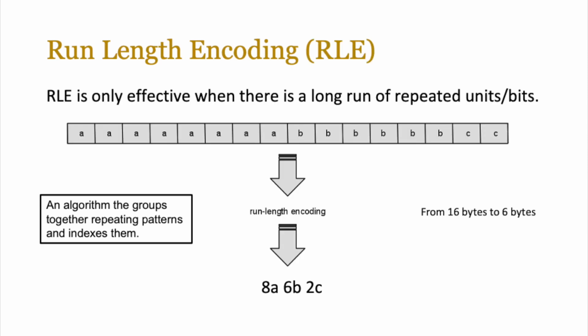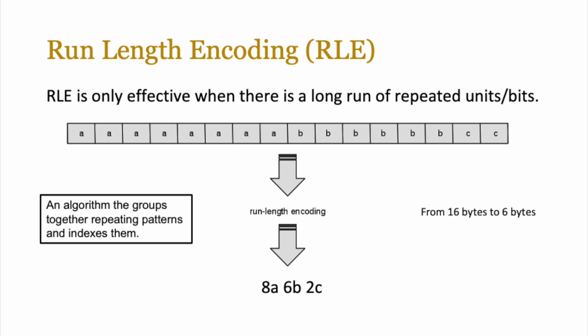Now you're saving two ASCII characters every time "the" occurs in your paragraph. A common lossless algorithm is the run length encoding algorithm, RLE. And RLE is only effective when there is a long run of repeated units and bits. So it works exactly like the example we mentioned earlier. What's happening on screen is you've got a series of A's and a series of B's and some C's. The RLE algorithm groups together repeating patterns and indexes them. So we pass the data through RLE and it will now say, well, there are 8 A's, 6 B's, and 2 C's.